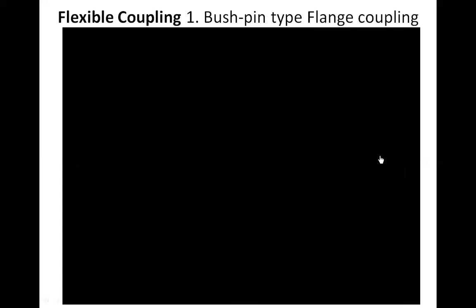So in this bush pin type of flange coupling, the bushes which are generally used are made up of copper or rubber, which allows some misalignment between two shafts. If two shafts are not exactly aligned, then also the bush pin type of flange coupling can transmit power. So this is about one type of flexible coupling. Flexible, the name indicates, means a small misalignment can be permitted. So next is the universal coupling.